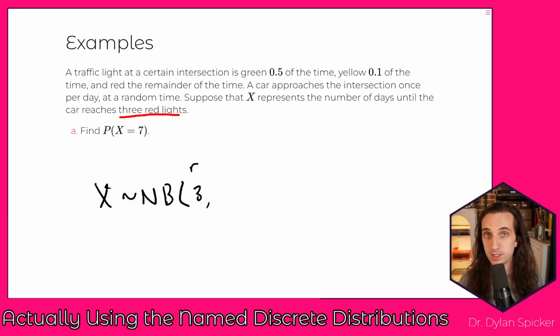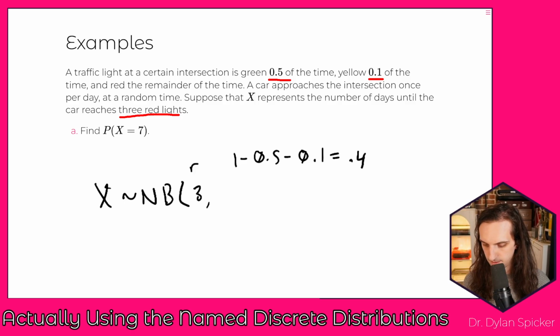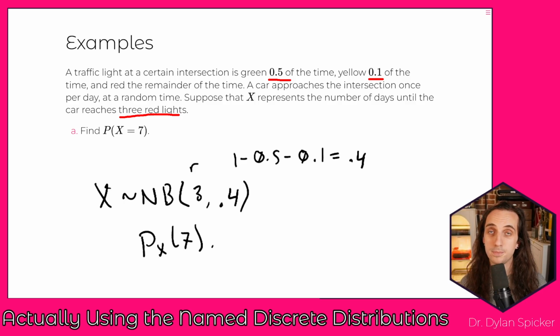And each of the times we need to know, well, what's the probability of there being a success? Well, we need to know what's the probability that there's a red light. So there's a 0.5 chance of it being green, 0.1 chance of it being yellow, and the rest of the time it's red. So that has to be 1 minus 0.5 minus 0.1, which is 0.4. So then X is negative binomial with 3, 0.4. And so if we want the probability that X is going to be 7, we take the PMF with 7 plugged into it.